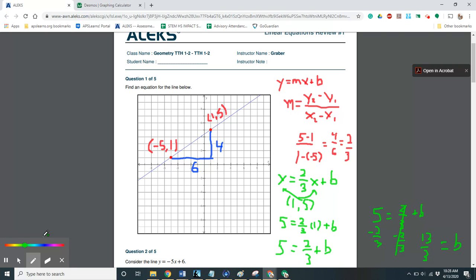And the final equation is y is equal to 2/3 x plus 13/3. Make sure you do this in fraction form, not in decimal form, or Alex will mark it incorrect.